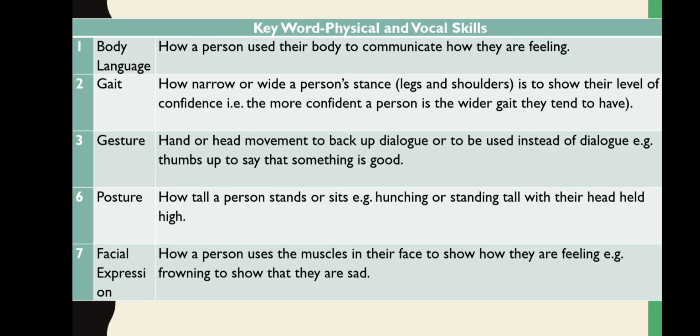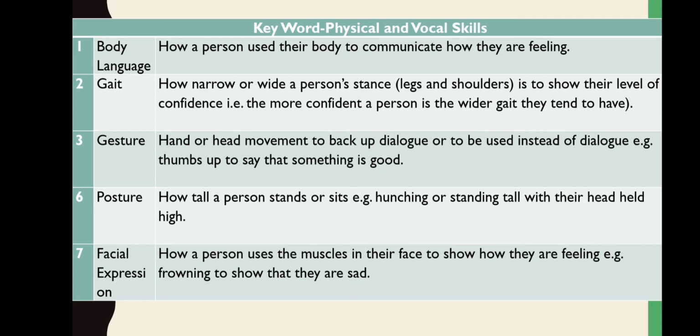And here are the answers. Body language. How a person uses their body to communicate how they are feeling. 2. Gait. How narrow or wide a person's stance, their legs and shoulders, is to show their level of confidence, i.e., the more confident a person is, the wider their gaits tend to have.